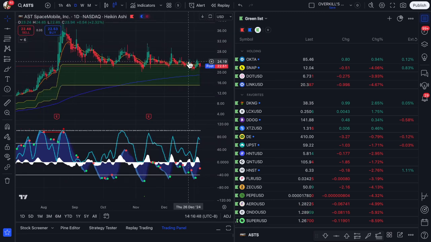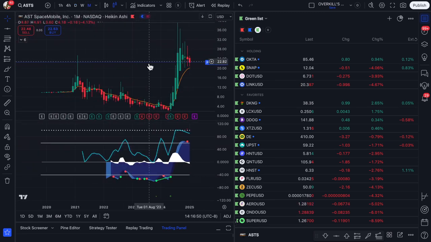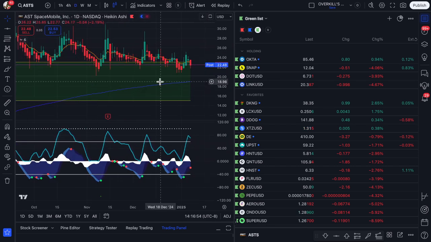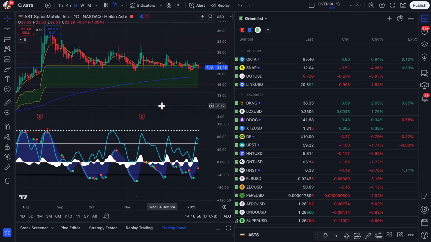ASTS, we're chopping right now. We're chopping around. Okay, red dot on the monthly, so be careful. That one looks like it wants to hold on to 18, but I want to see a big liquidation dip on this. It's sitting right on the golden zone right now.